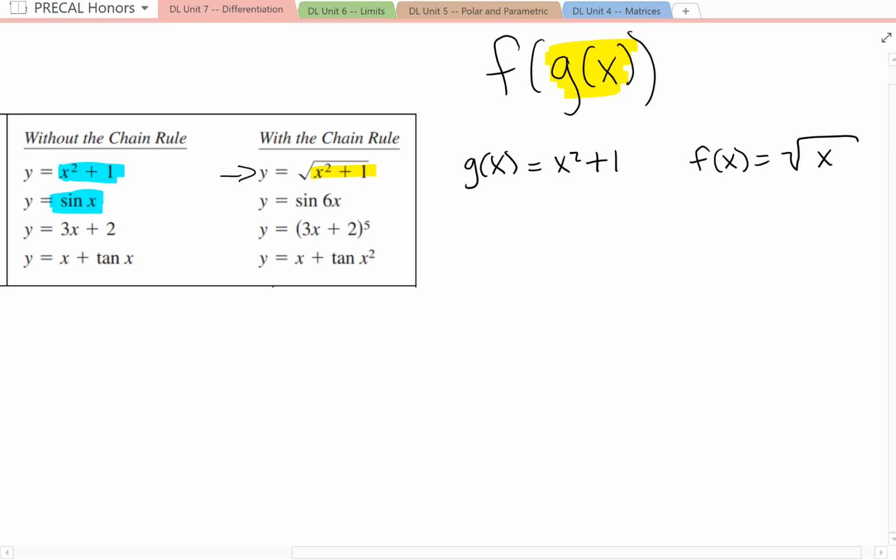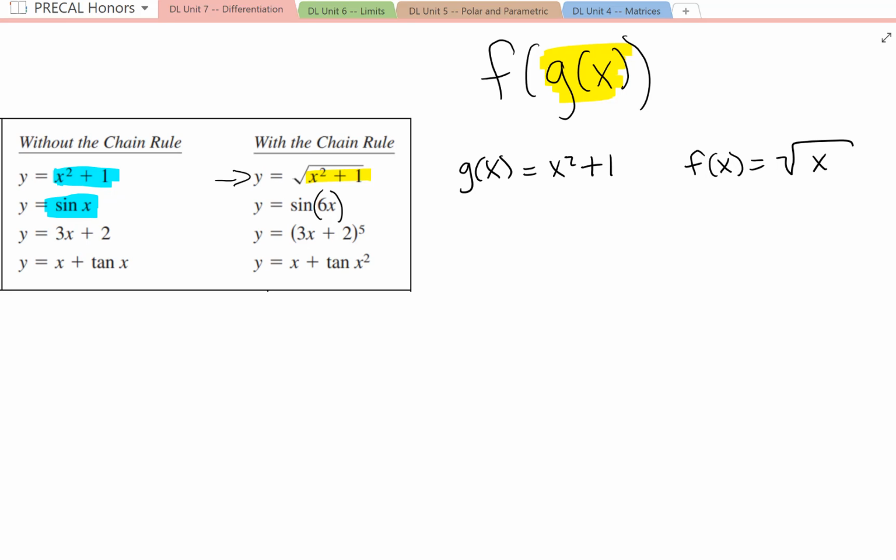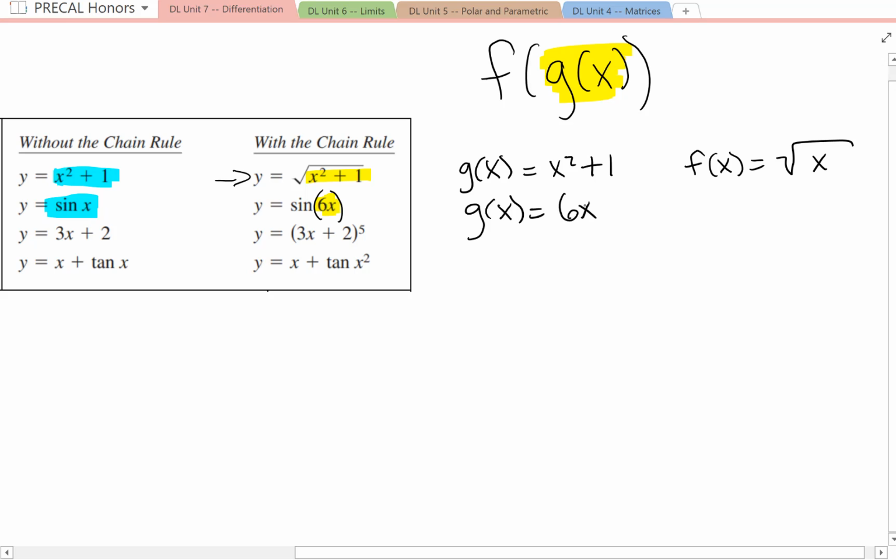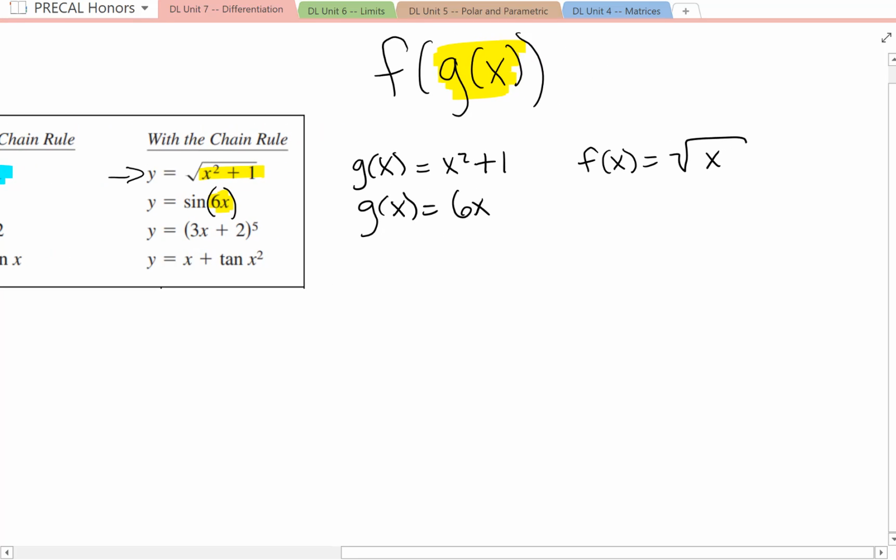Okay, another thing that doesn't require the chain rule that we did before, just sine x, okay? But what if you're not taking sine of x, you're taking sine of 6x or sine of x plus 5, okay? That changes things. That requires the chain rule. The function that is on the inside is 6x. And the outside, what you're taking of 6x, you're taking the sine of 6x, or what is happening to the product 6x, you're taking the sine of that product.